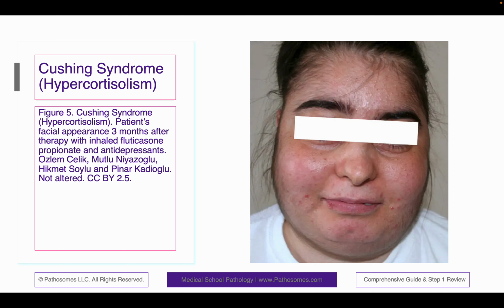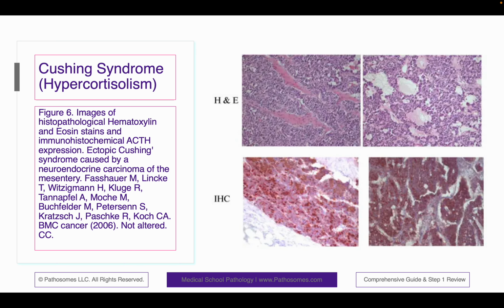And here we have a patient with Cushing syndrome. Note their facial appearance. And this is 3 months after therapy with inhaled fluticasone propionate. Interesting. And here we have various panels showcasing histopathology and immunohistochemical staining for ectopic Cushing syndrome caused by a neuroendocrine carcinoma of the mesentery.